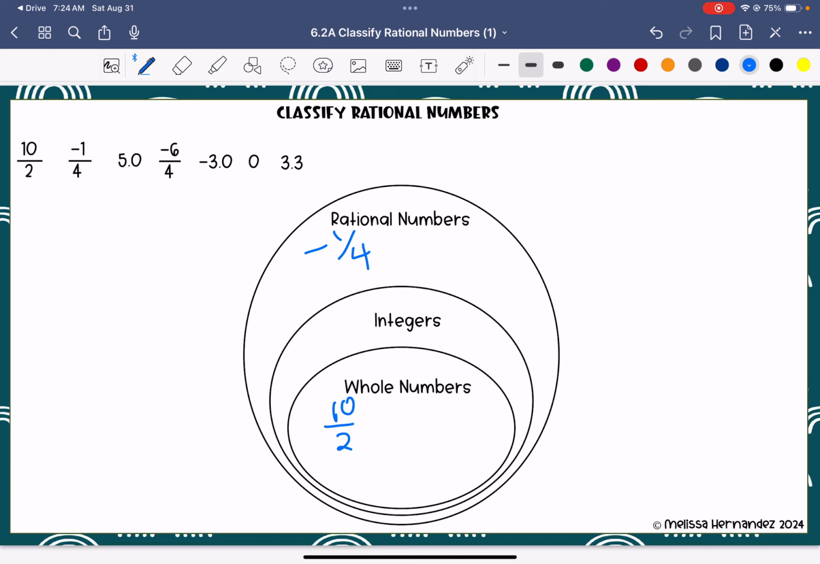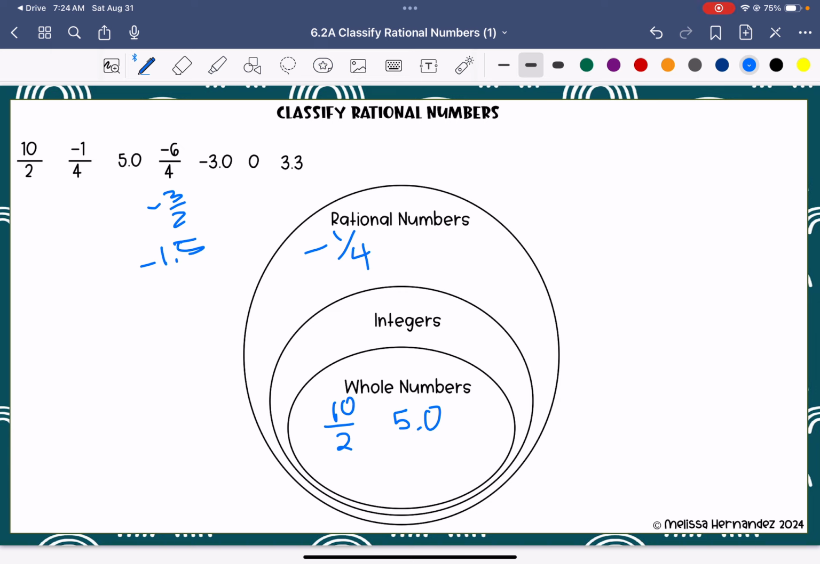Now 5.0, I call that a fake decimal, just like 10 over 2 was a fake fraction. Most kids think, well, there's a decimal. We're not looking at how it looks. We want to put it in the most specific. 5.0, it's a rational number, and it's even an integer. But the most specific is a whole number. So we're going to put 5.0 or 5 in the whole number. Now, 6 over 4, that does simplify to negative 3 halves. And if you went negative 1.5, either way, those are all equivalent.